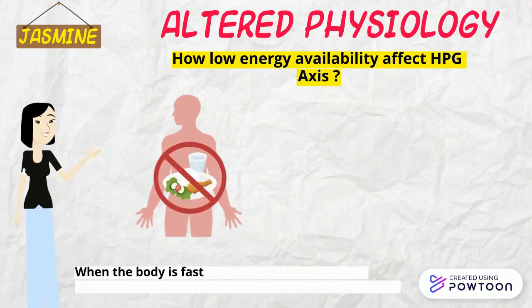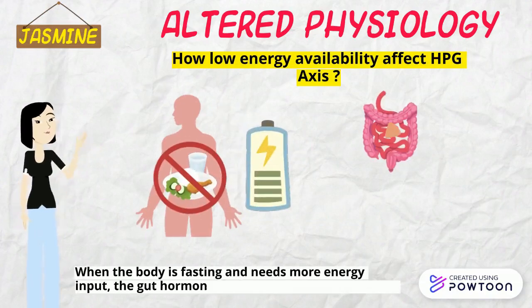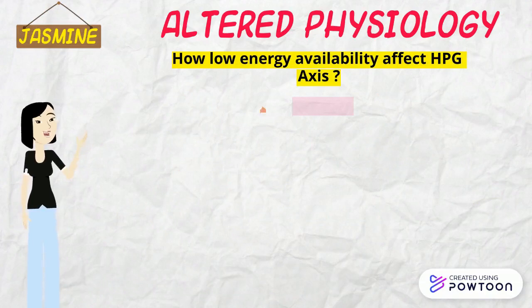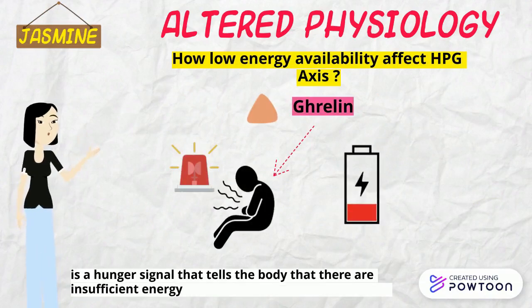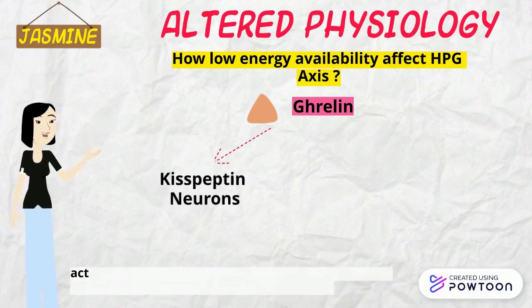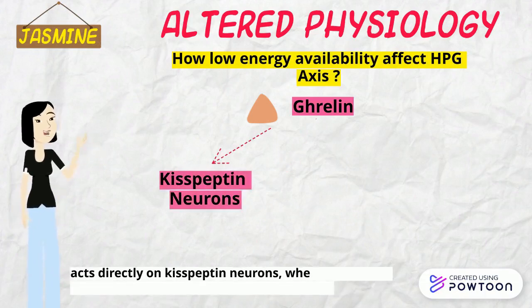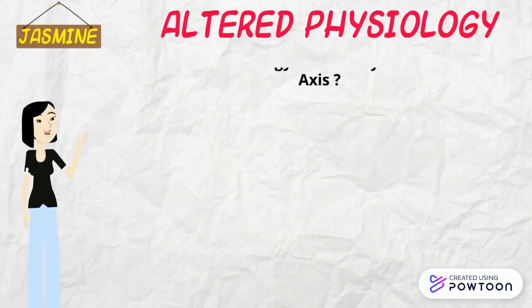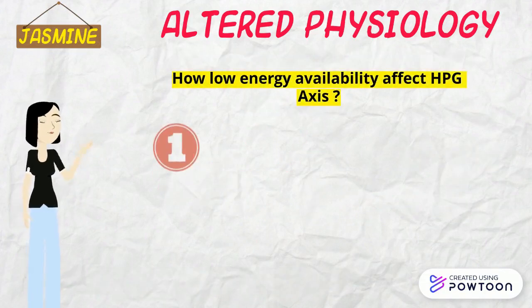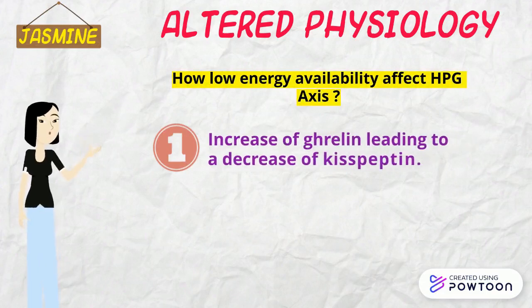When the body is fasting and needs more energy input, the gut hormone ghrelin is synthesized. Ghrelin is a hunger signal that tells the body that there is insufficient energy reserves. The expression of ghrelin acts directly on kisspeptin neurons, where high levels of ghrelin result in a decrease of kisspeptin. Therefore, low energy availability results in an increase of ghrelin, leading to a decrease of kisspeptin.